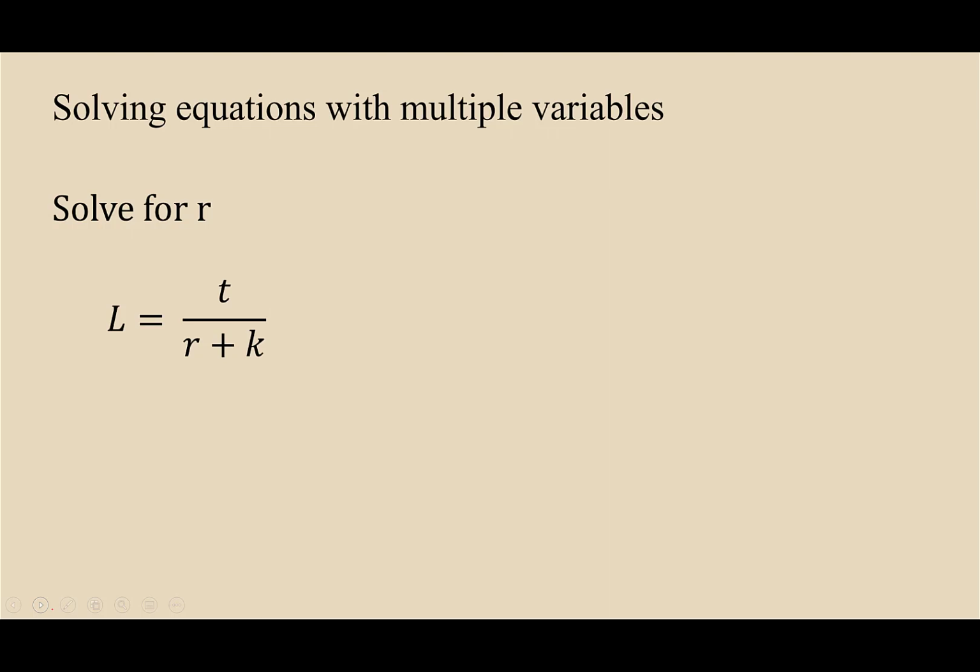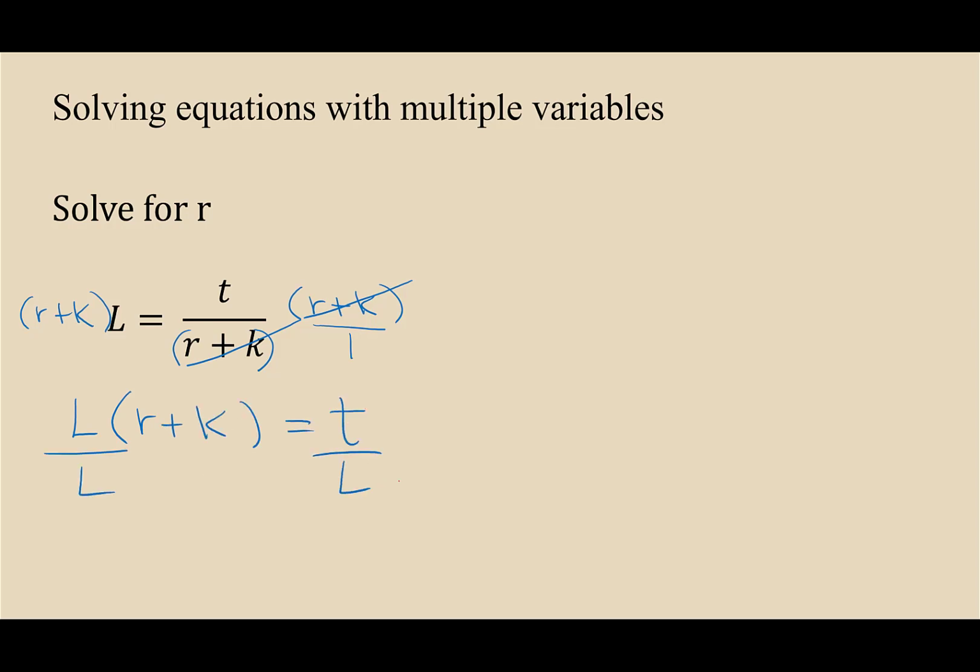The next example says solve for r. This equation is capital L equals t over r plus k. The first thing we need to do is remove r plus k from the denominator, and to do that we can multiply by r plus k to both sides. And this is really like multiplying by the whole number r plus k, so it would be like r plus k over 1. That cancels out the denominator, leaving L times r plus k equals t.